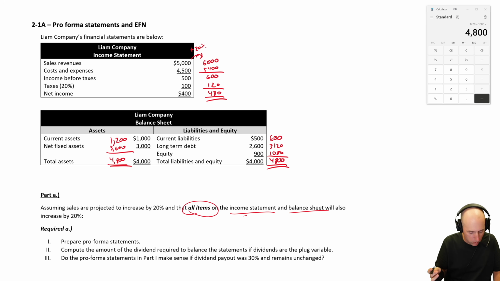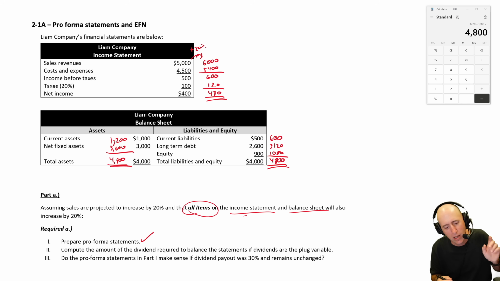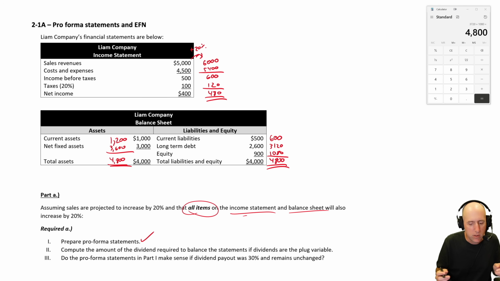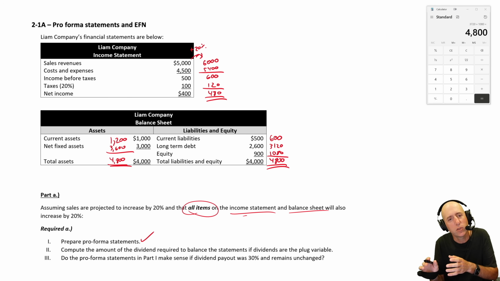Okay, so we've answered the first part. Prepare pro forma statements. We did that. Now, again, how useful is this? How realistic is this? It's a good starting point for us, but in reality, we could be a lot more surgical about this. We could say, oh, our revenues are going to go up 20%, but maybe our costs are only going to go up 15%, right? Because there's a lot of fixed costs or whatever. We could make various estimates, but it's a useful skill to have.